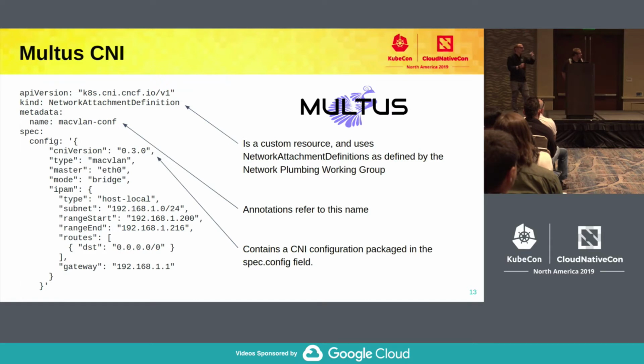Since that custom resource is stored in the Kubernetes API, it can be accessed from any particular node, and it allows you to say, hey, this particular configuration, in this example, is for a MacVLAN type CNI plugin. This is what I would like it to do when that additional interface is attached. So it's really focused on being able to attach any arbitrary CNI that follows the CNI specification to a pod.